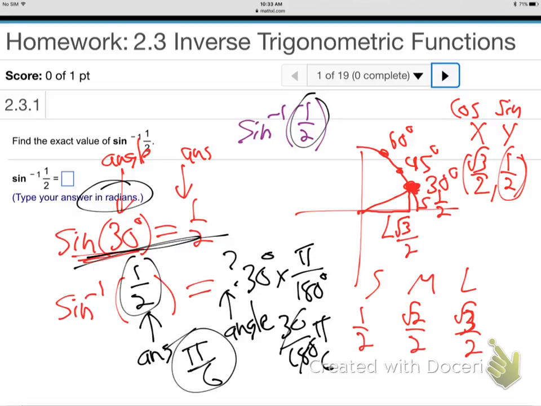Make sense so far? If you really get that, I mean, that's 90% of the battle. Just being really clear, what you plug in is an answer to sine inverse, or any inverse trig function. What they want out is the angle that does that. Okay.